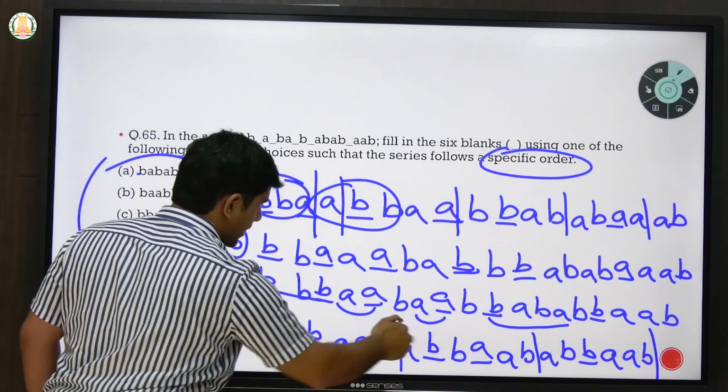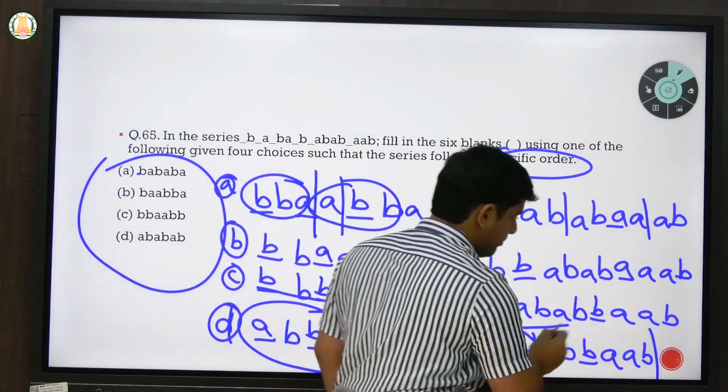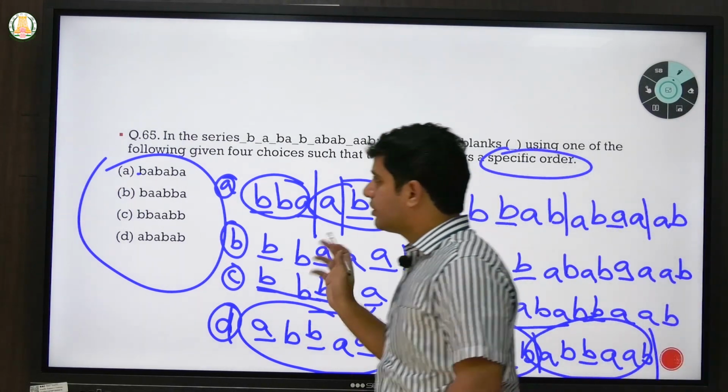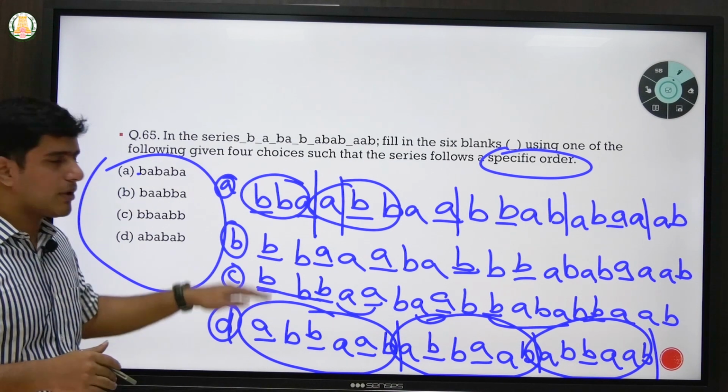Here you could clearly see a pattern. So it's A, B, B, A, B, A, B, B, A, B and A, B, B, A, B. So this pattern will be recurring in the entire series. That is what you need to find. Okay, any doubt in this? You understood the process, how to do it?